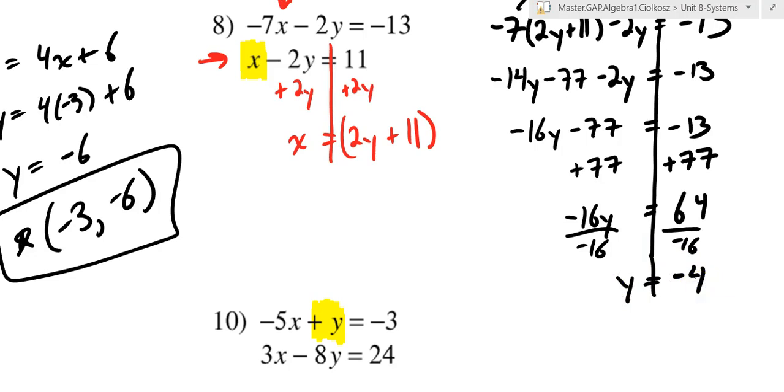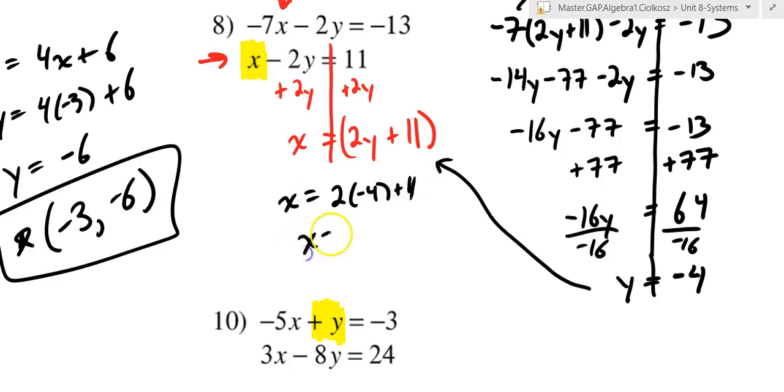To get my final answer, this time we got y first. So I'm going to plug that y back in here to my x equals equation to figure out what x is. So here I get x is equal to 3. So my solution, x always comes first, so 3 comma my y of negative 4.